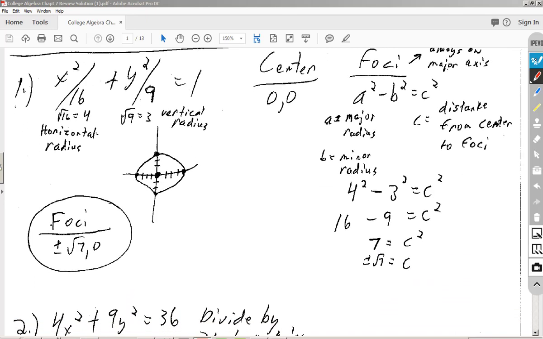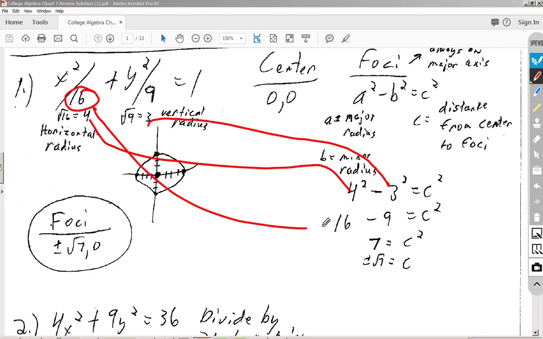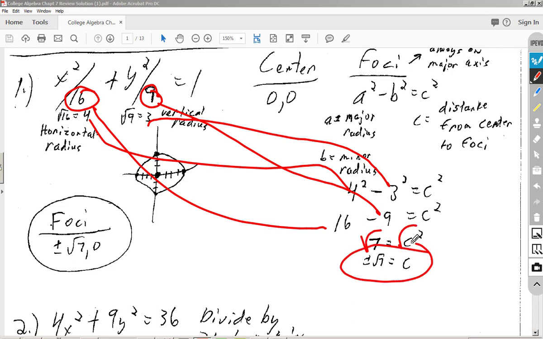So now setting this up, you can just plug that into your formula right here. You can either put in your 4 and your 3, but since they're already being squared, you can actually substitute in the 16 and the 9. So 16 minus 9 is going to be 7. And then you take the square root of both sides, and you get c is going to be plus or minus the square root of 7. And remember, c is the distance from the center to its focus.